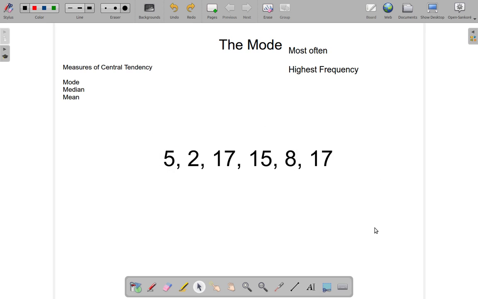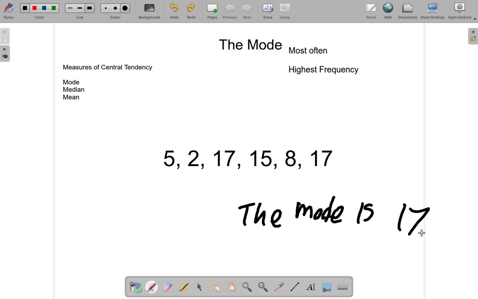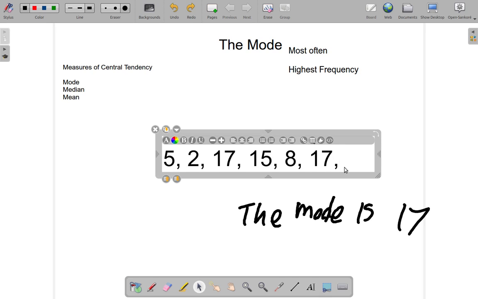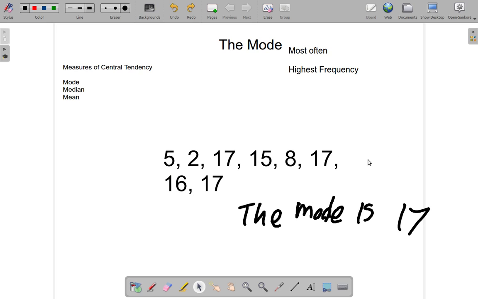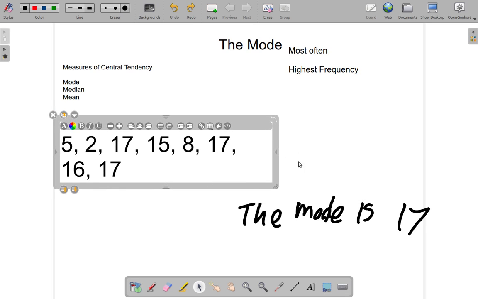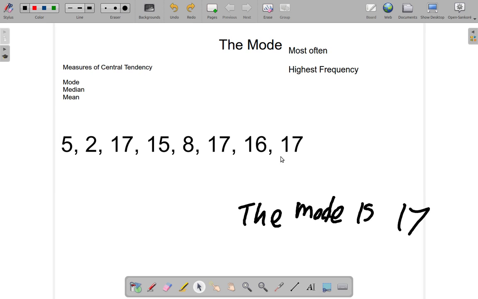17. Now what is the mode? Let's see. I see 17 two times, and the other numbers are there only once. So 17 is the mode. Alright? Let me make a little adjustment. I have 16, 17. Here, what is the mode? Again, I see 17 three times, and the other numbers only once. So 17 is indeed the mode.